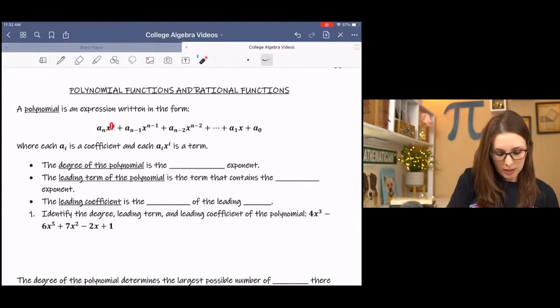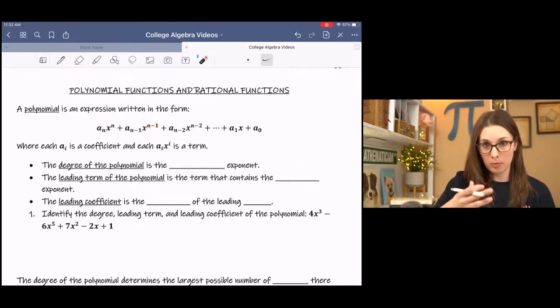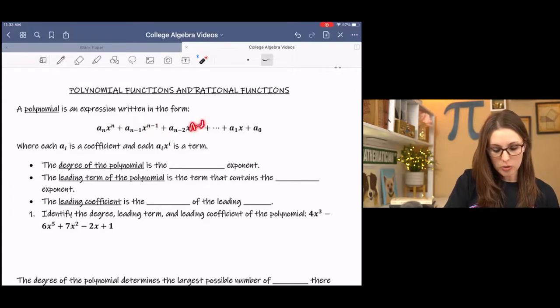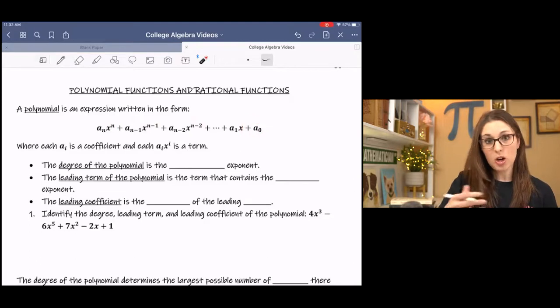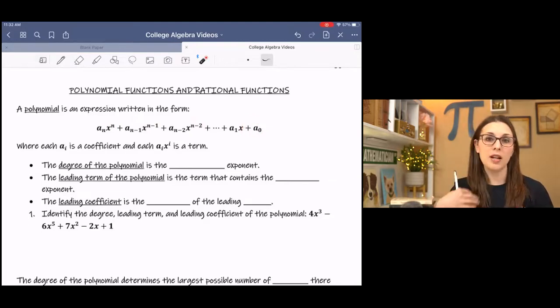So n is the highest exponent. N minus 1 is the one below that. N minus 2 is the one below that. And you go all the way down until you end up with the constant. So the constant has no x term because x to the 0 is just 1.